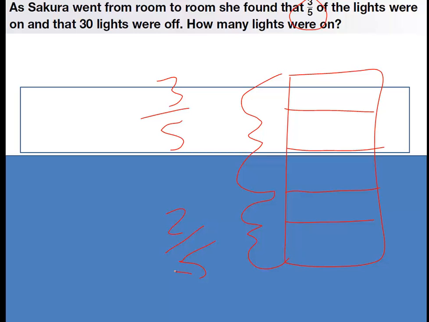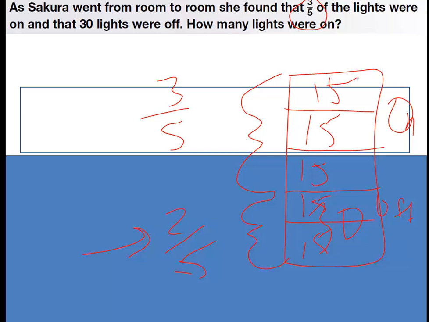So she's walking from room to room. She finds that 3/5 of the lights were on. So these are on, and that 30 lights were off. So these ones here are on, and these ones down here are off. But it says that these total 30. These 30 lights are off. So now I can say that because this is 2/5 right here, I can divide 30 by 2, and I know that each one of these is now 15. Did you do that? Hope you did that.